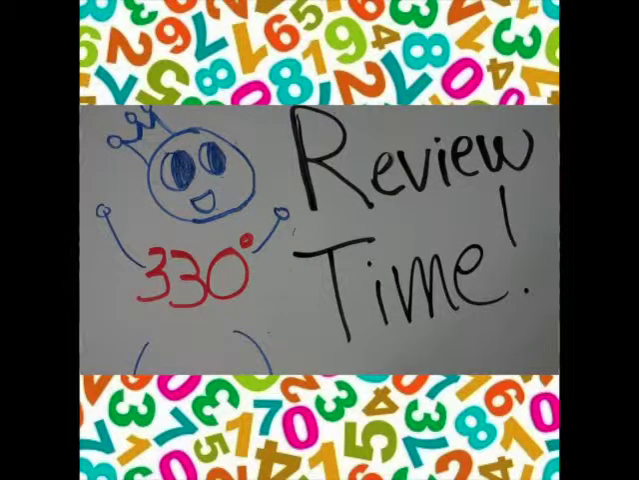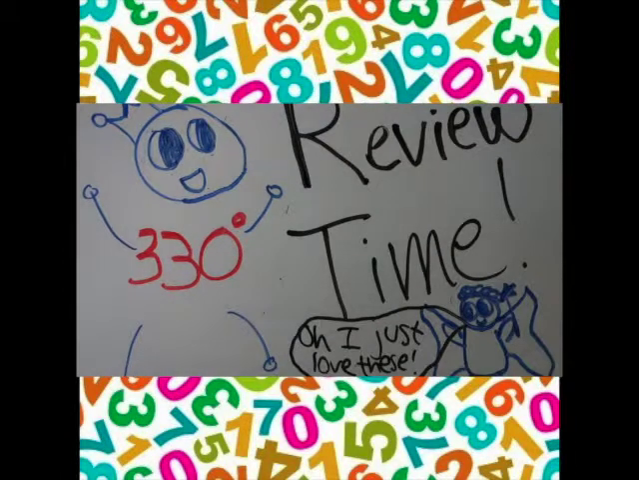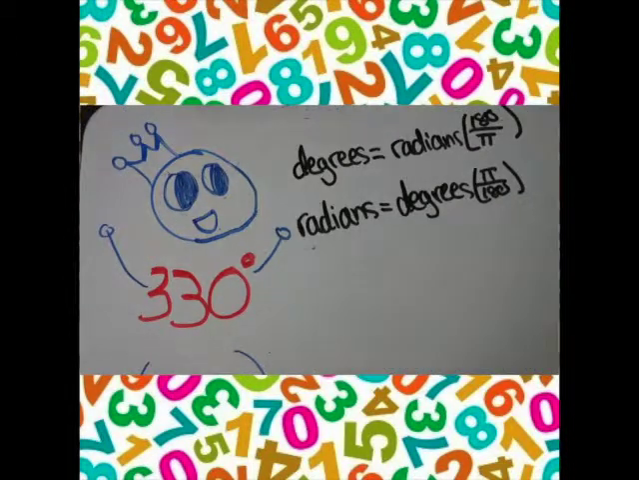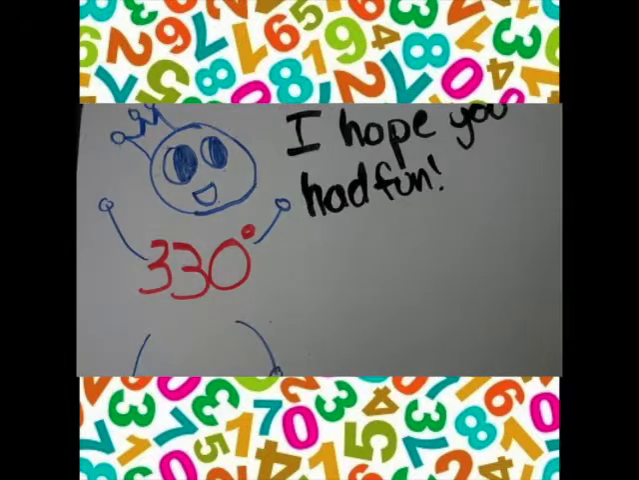Review time! The fairy math mother loves reviews. Degrees equals radians times 180 over pi, and radians equals degrees times pi over 180. I hope you had fun!